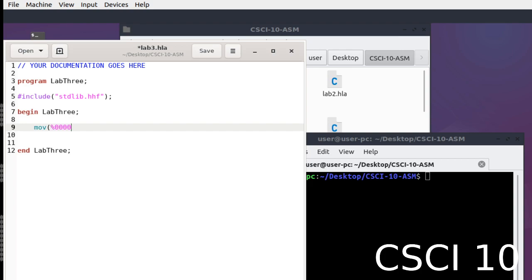1, 2, 3, 4. In HLA, every 4 bits is a nibble, and it's a lot easier to read if you put underscores in there, and it's allowed. So that's 4, 5, 6, 7, 8, and so on, up to 32. That's a 32-bit binary value.